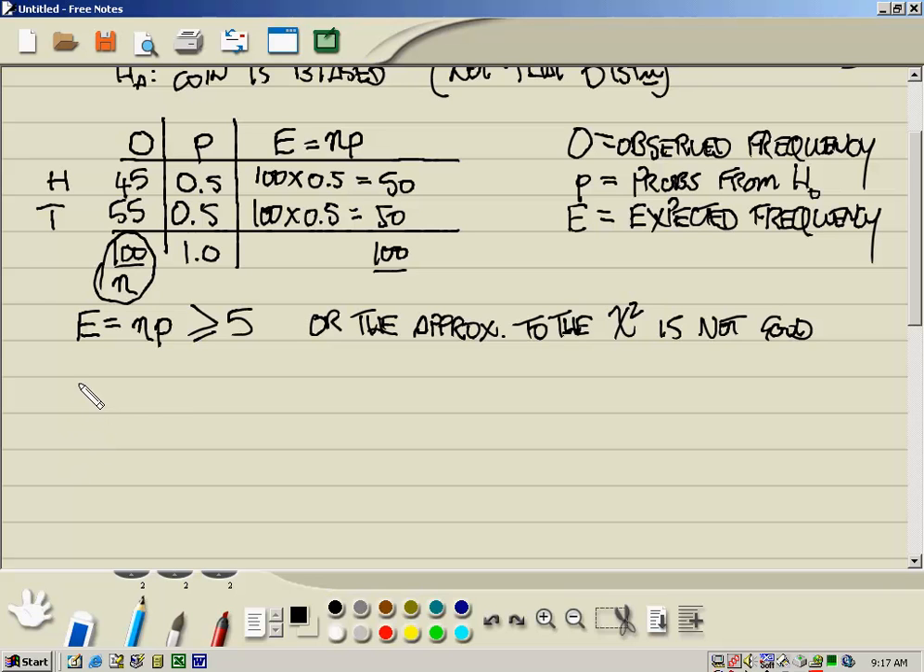Okay, so now we go ahead and concern ourselves with degrees of freedom. Degrees of freedom for the chi-squared is the number of categories in the probability distribution minus 1. There are just 2 categories here. Simplest of all chi-squared problems.